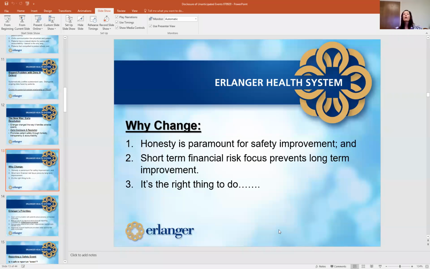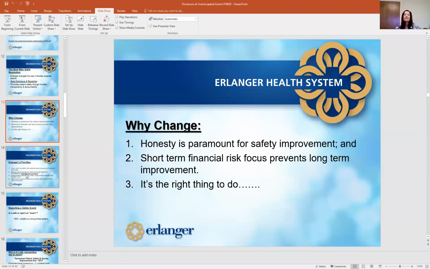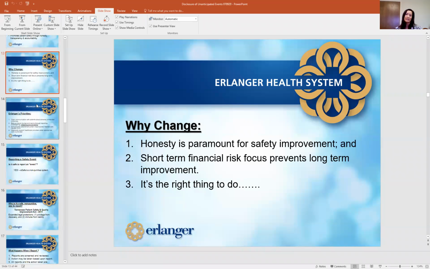So, of course, why change? I don't want to fully credit University of Michigan because I think others were also doing work at or around the same time, but University of Michigan is one of the primary examples of the industry changing around this, and they're the ones that helped to promote the change in behavior. But they found that honesty is paramount if we're going to improve safety in healthcare. And we were losing long-term improvement, all for short-term financial risk focus, right? So we're looking at, if we're honest right now and we're transparent with that patient, how is that going to hurt us if there's a lawsuit?